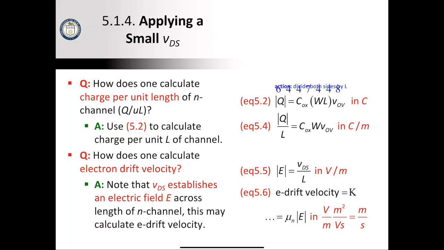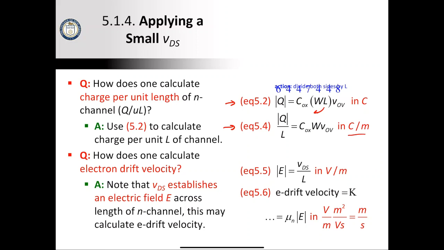What we're going to do is use this equation 5.2 and move this to the other side to calculate the charge per unit length, as shown in equation 5.4. We had charge stored in the inversion layer. Now we're going to normalize that by length, which gives us charge per unit length in coulombs per meter.